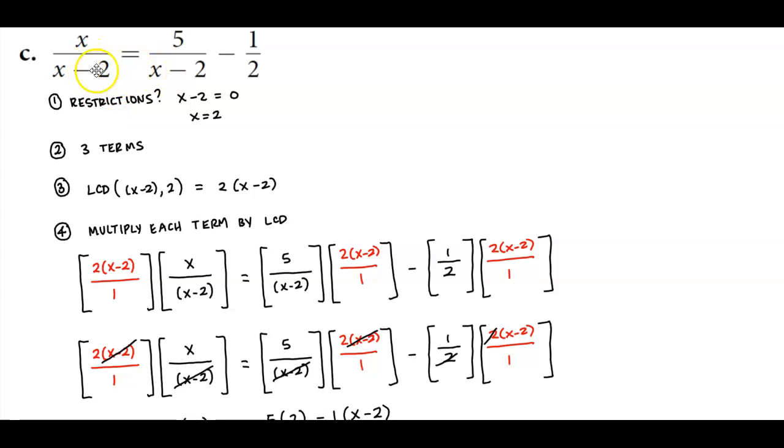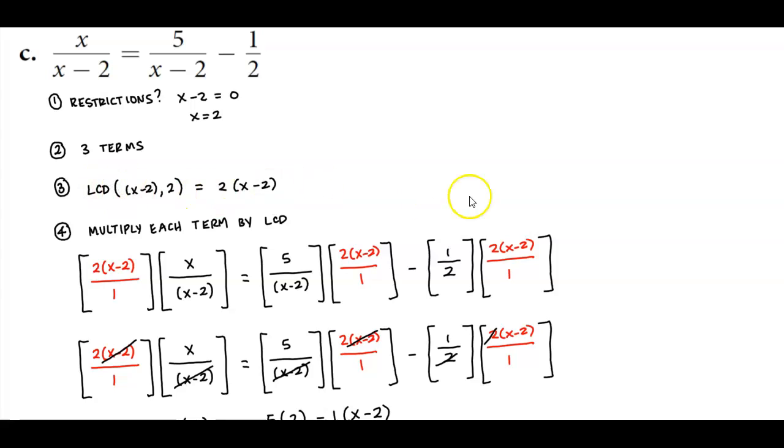So we have a similar denominator here, which has a variable in it, which is x minus 2 equals 0. Since it's the same, we can just set one of those equal to 0. Solving for x, we get x is equal to 2. Now how many terms do we have in this equation? We have 1, 2, 3 terms. So we have 3 terms.